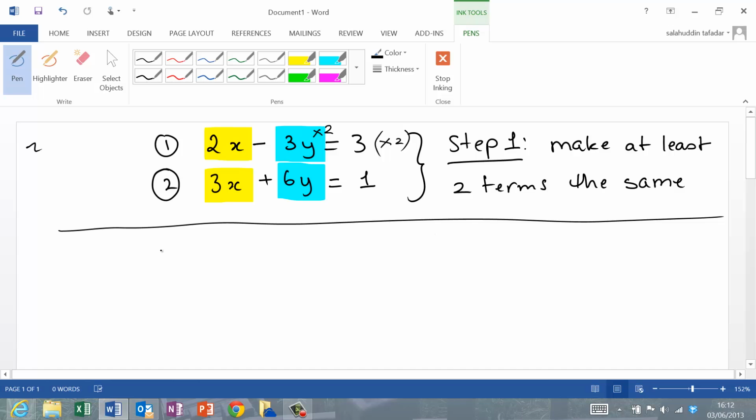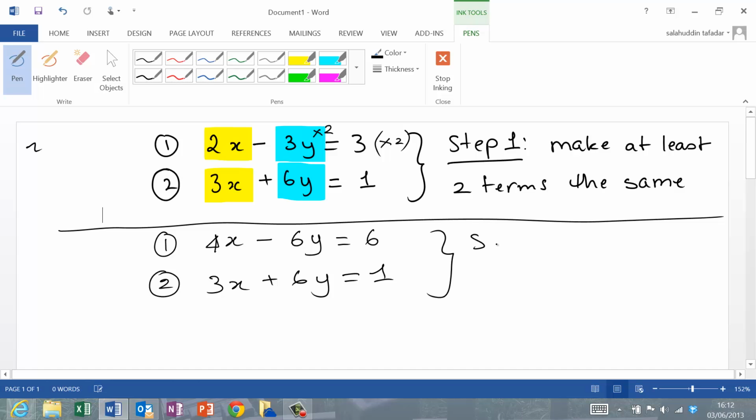So step 2, if I multiply all this equation by 2, 2x times 2 becomes 4x, minus 3y times 2 becomes minus 6y, equal to 3 times 2 becomes 6. The second equation is going to stay the same because I haven't touched it at all. I haven't done anything to it. So this is what we get.